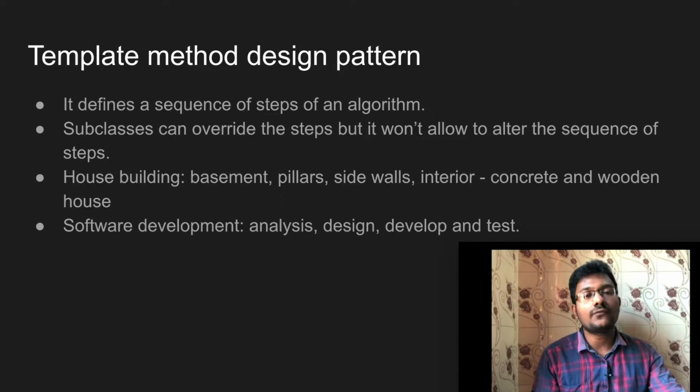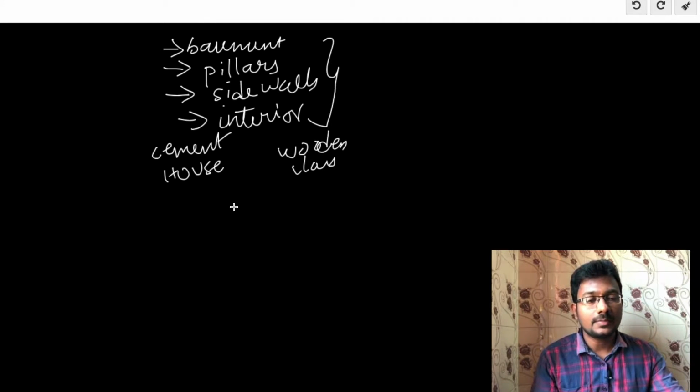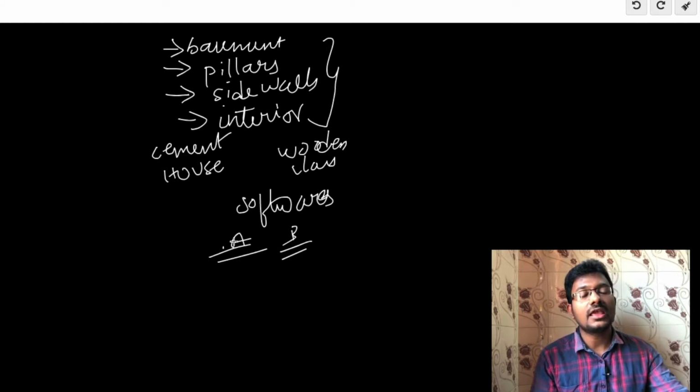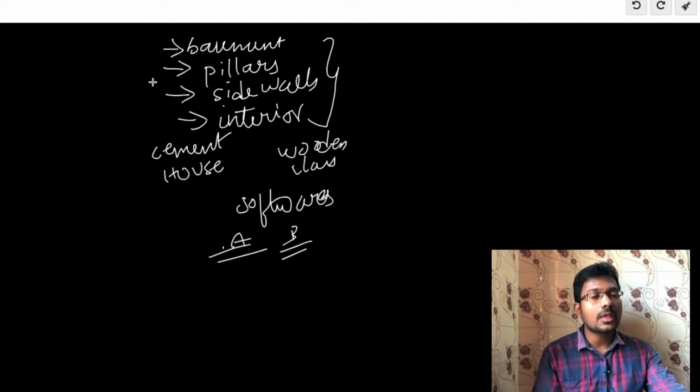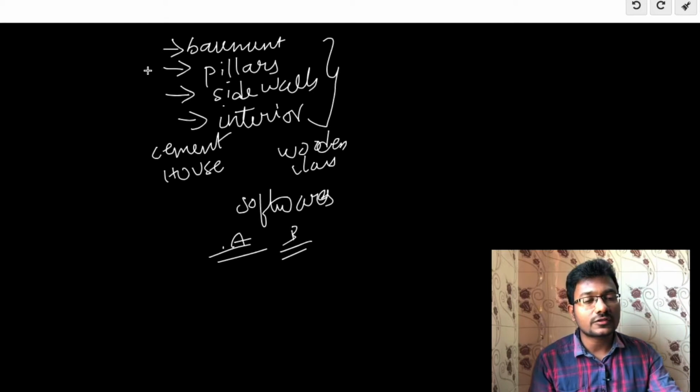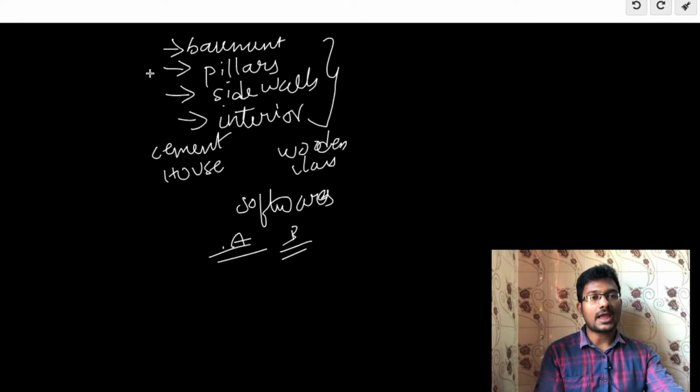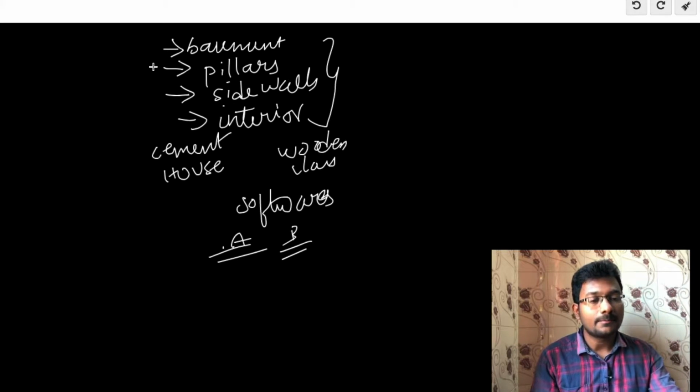Another example is the software development process. For example, let us consider softwares. A and B are 2 softwares. Software A mainly focuses on military security information management. Software B focuses on medical information management. It can be any software, but it needs to follow this sequence.